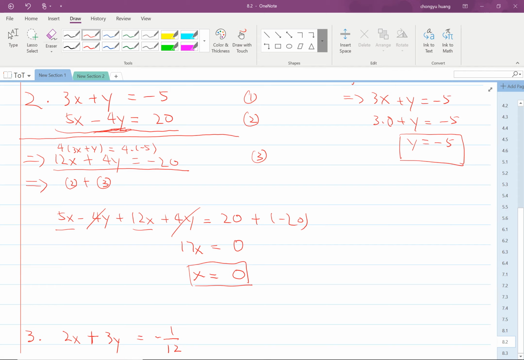Yeah, everything seems right. As you can see, you can do these questions really fast if you know how to do it. I already said all the logic over here. As you can see, we have a unique solution, which is 0 and negative 5. Since we have a unique solution, we don't have to state it as inconsistent or dependent.